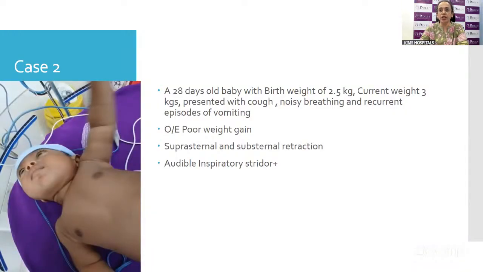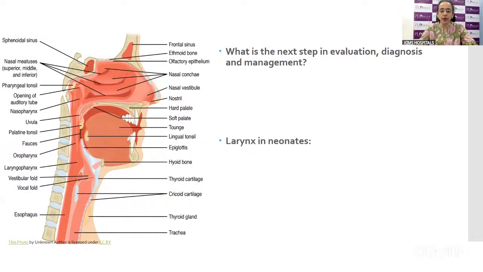This kind of picture points towards an upper airway anomaly rather than lung parenchymal lesions, which present more with intercostal retractions and tachypnea. In that way, we can differentiate the area of pathology in the baby. So for this baby, the diagnosis was laryngomalacia. So what is the next step in the evaluation and management?